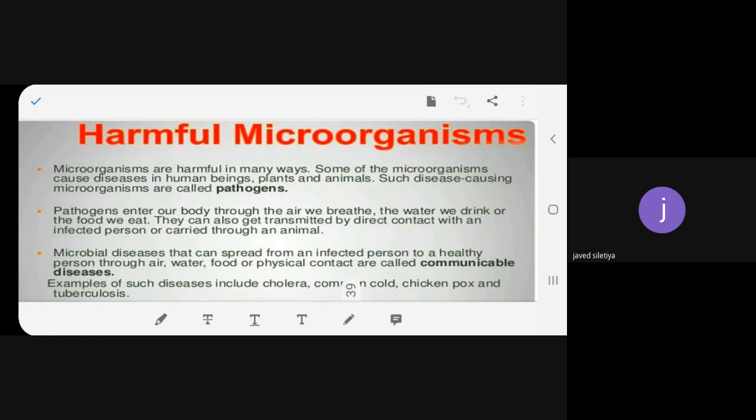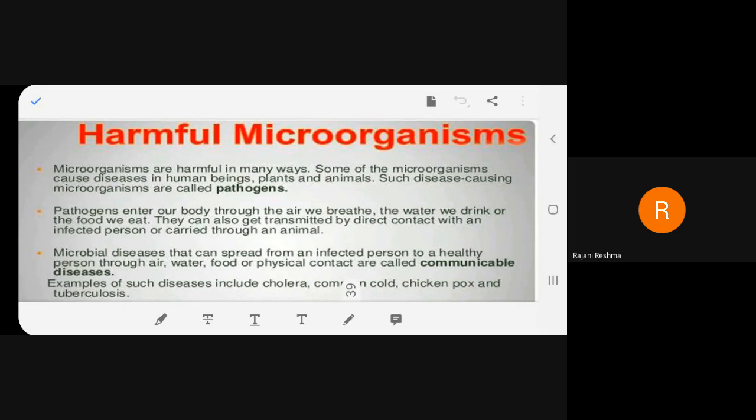Harmful microorganism. Just a moment. When I stop you or when I interrupt you, please you have to repeat the word again. I'm telling all of you. Girls, 8th standard, whenever I say something, that has to be repeated. That means you are improving. Is it clear? Yes, ma'am. What I said, beta? Microorganisms.